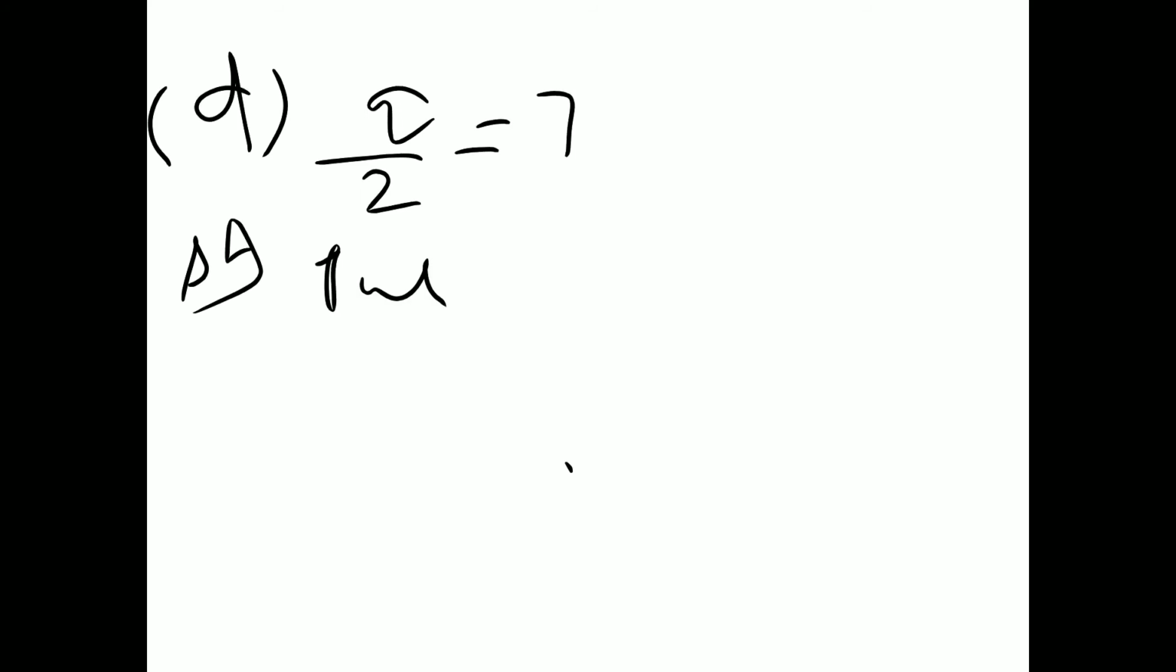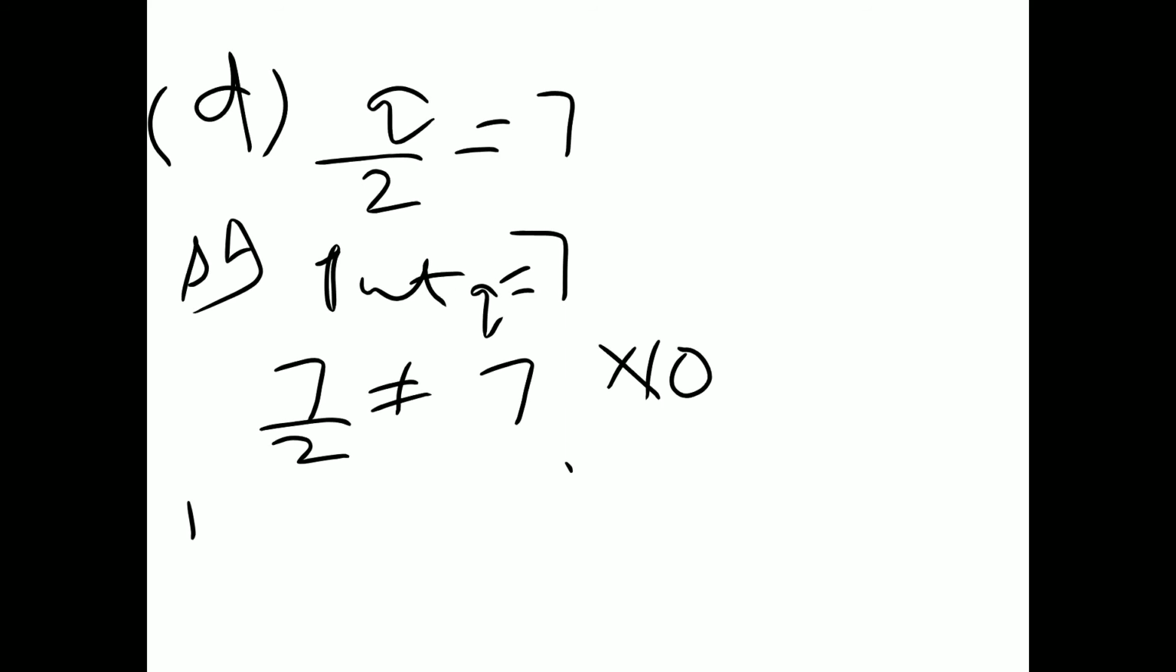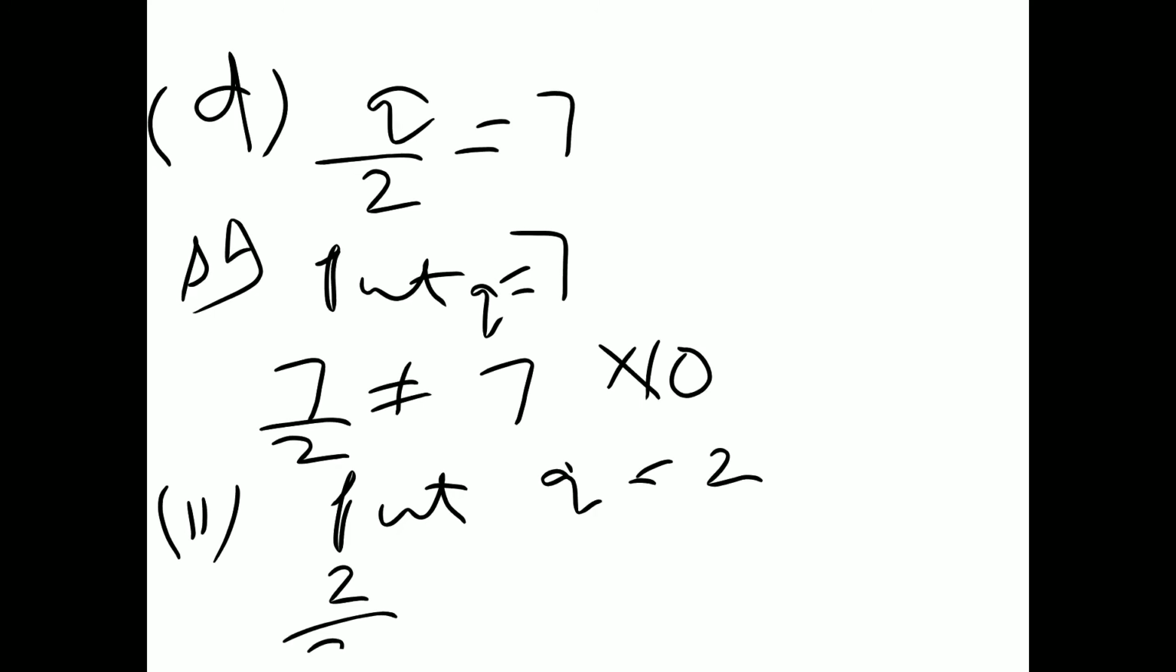Now we do D part. Q upon 2 is equals to 7. Solution, put 7. Means you have to put Q is equals to 7. So 7 upon 2 is equals to 7? No, you write no over here. Second time you have to put Q is equals to 2. So 2 upon 2, it is equals to 1, which is not equals to 7. So answer is again no.